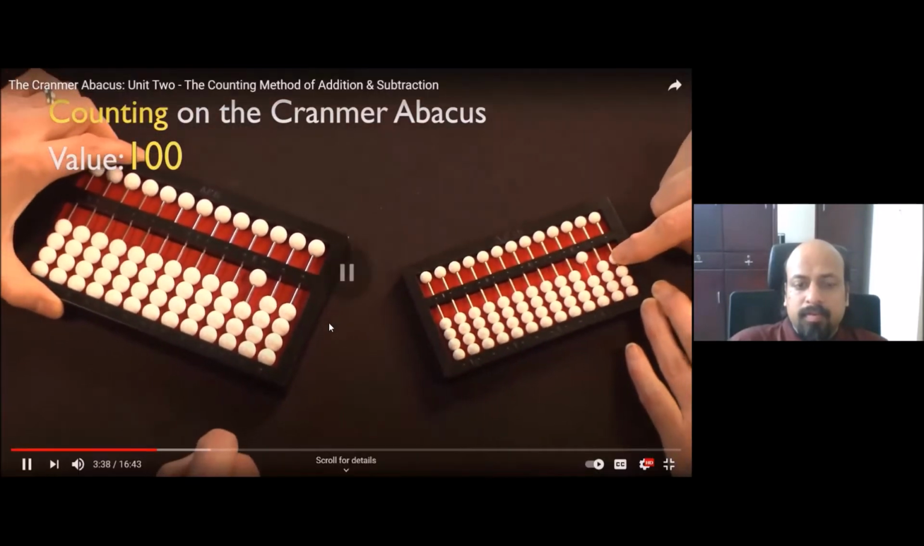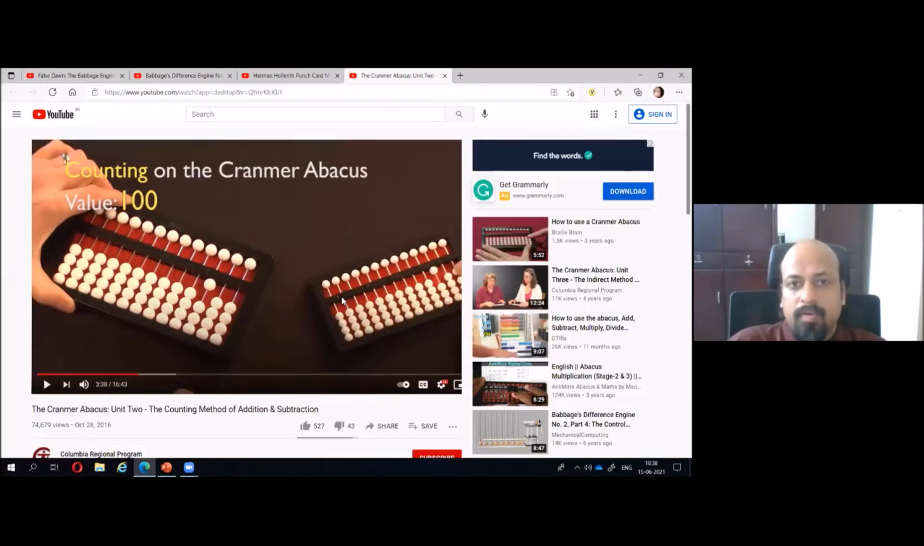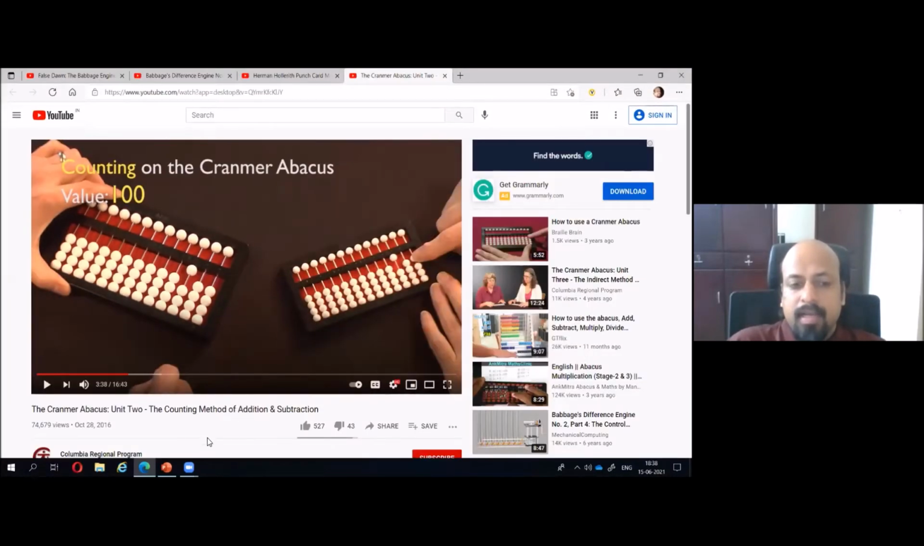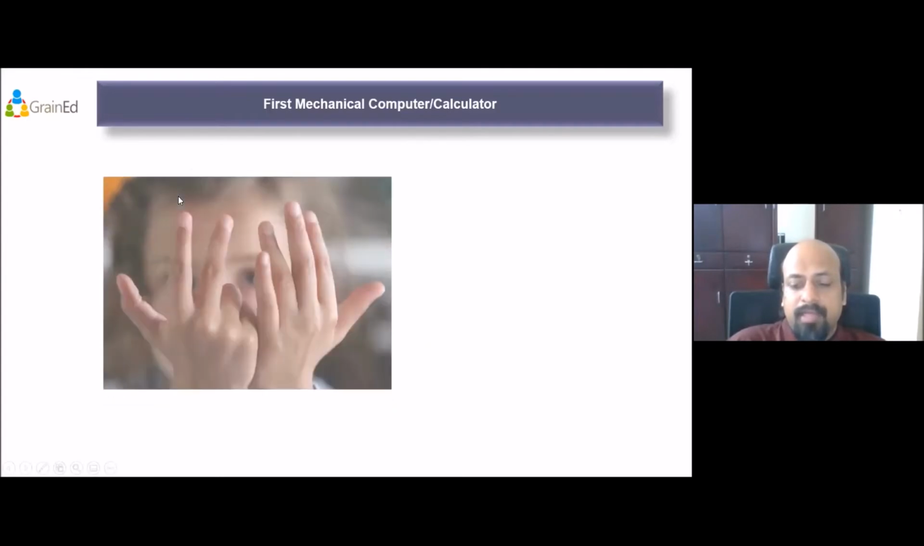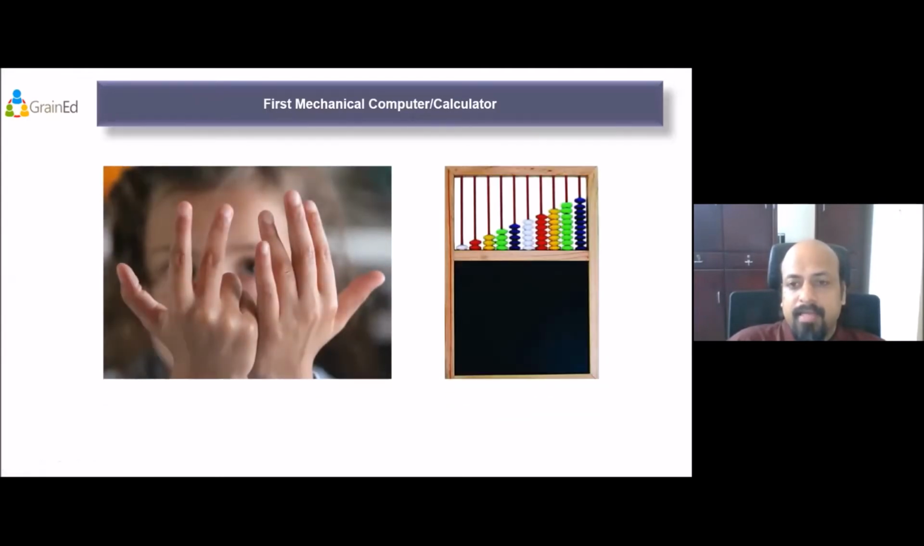100. That's how 100 is made, and this calculation goes on. So this is how number counting happens in the abacus. That is one of the first mechanical calculators, starting from our hand, and then people also used stones, pebbles, and all that. That's where we started counting and calculation.